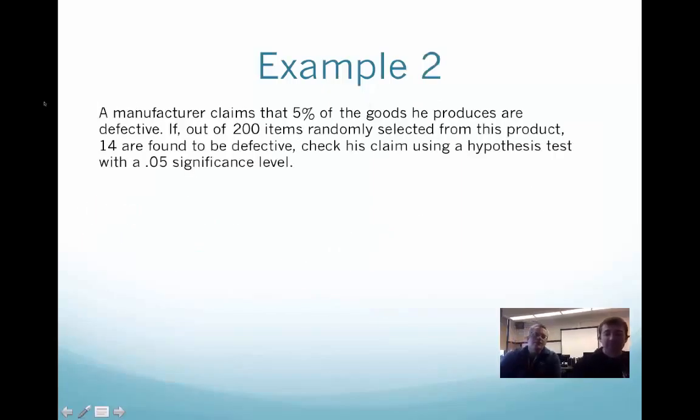This is going to be a two-tailed test, so I'm going to do another one of these. So a manufacturer claims that 5% of the goods he produces are defective. If out of 200 items randomly selected from this product, 14 are found to be defective, check his claim using a hypothesis test at a 5% significance level. So the original hypothesis is that 5% are defective, but we want to see if the sample indicates that it's not 5%.